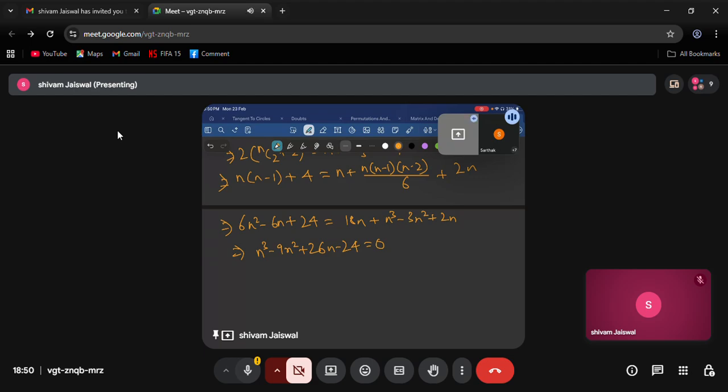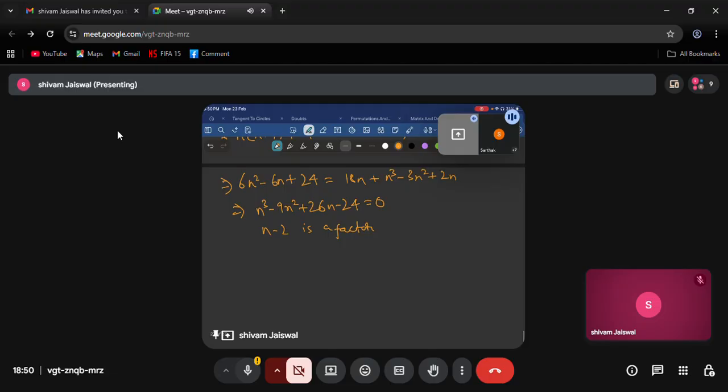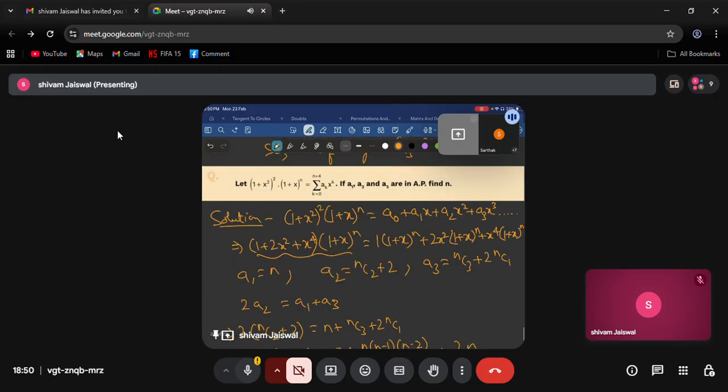Can you tell me a root of this equation? One root of this equation. 2. n minus 2 is a factor. Yes, you are capable of factorizing this cubic. After factorization, you will get n equal to 2, 3, and 4. Is it clear? Yes, sir. Raktim, do you understand?